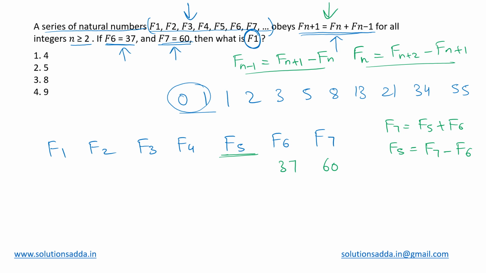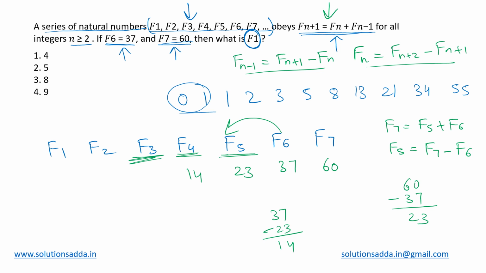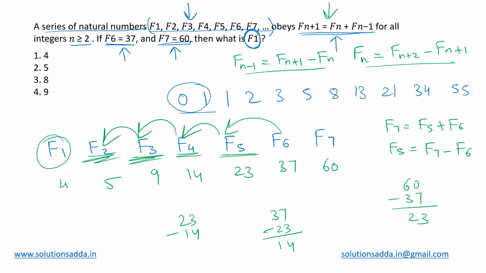So whatever we take, it simply implies that a given term is the difference of its next two terms. So now using that, we will determine F5 as 60 minus 37, that will be 23. Then coming to F4, it will be the difference of these two, 37 minus 23, that is 14. Then F3 will be 23 minus 14, that is 9. Then F2 will be the difference of F4 and F3, that is 14 minus 9, 5. And finally F1 will be the difference of 9 and 5, that will give 4.